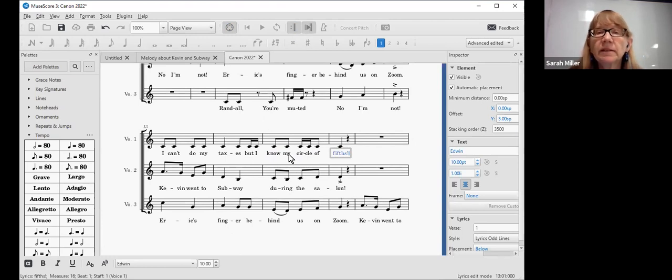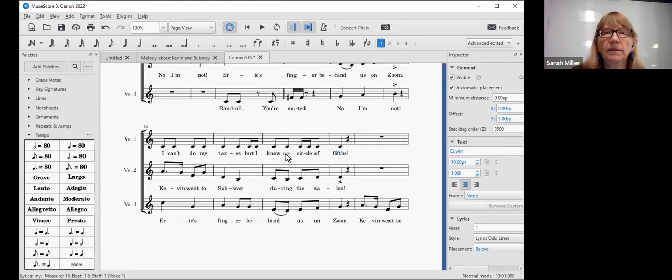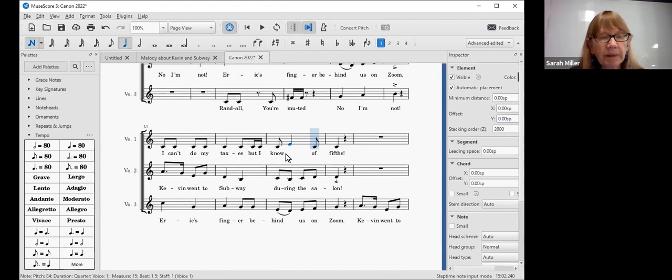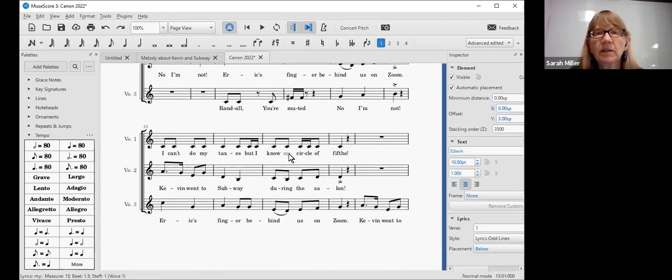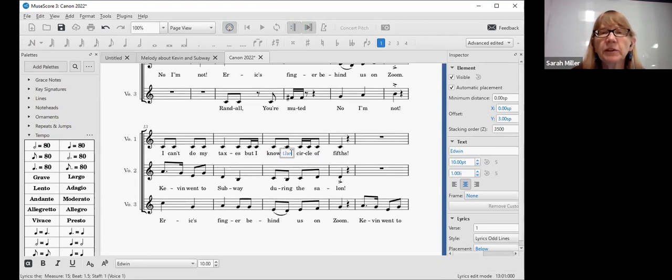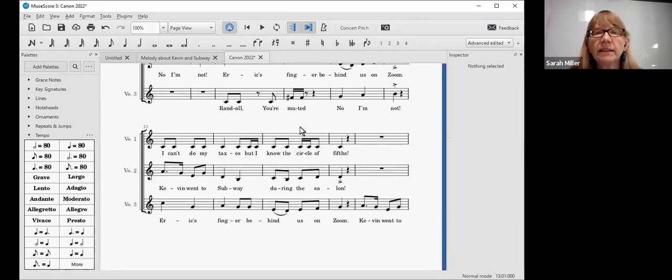Should it be the? Okay. Oop. I guess it's not his personal. I can't do my taxes, but I know the circle of fifths. And we haven't used exactly this rhythm. And you see going with that, it's contrasting nicely, isn't it?